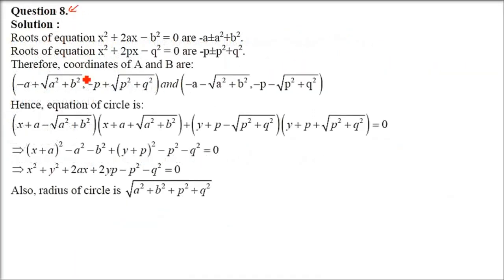Question number 8. The abscissae of the 2 points A and B are the roots of the equation x square plus 2ax minus b square. Now this equation you have to be very attentive about. And the ordinates are the roots of the equation x square plus 2px minus q square equals 0. Find the equation of the circle with AB as diameter. Also find the radius. So here we have a circle.